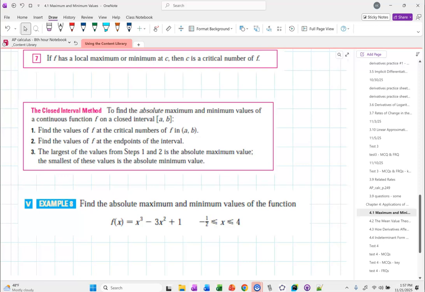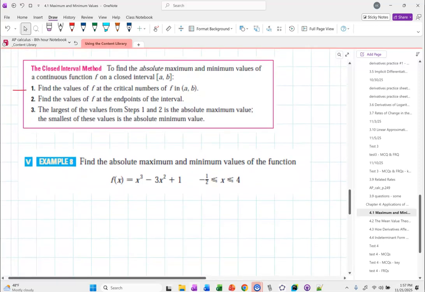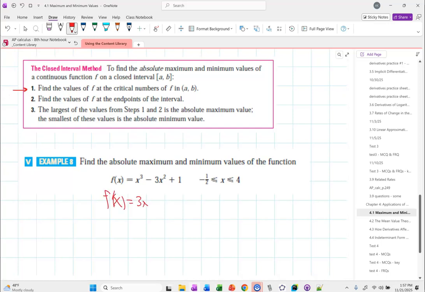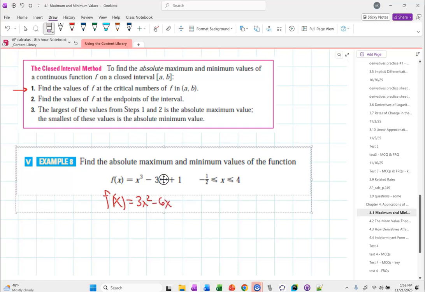Ready to do an example? All right, our function is x cubed minus 3x squared plus 1, and it's on the closed interval from -1/2 to 4. The first step is to find the critical numbers, so we need the derivative. Great, what's the derivative of f? 3x squared minus 6x. Wonderful.